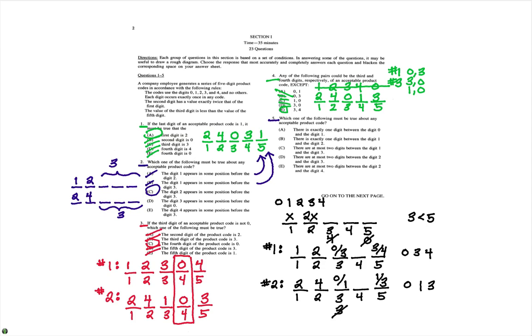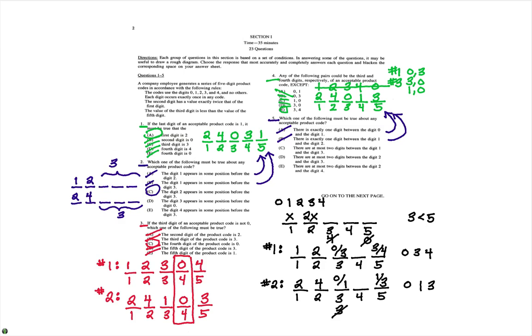Looking here first at A, there is exactly 1 digit between the 0 and the 1, and you notice from our previous hypothetical from question 4, we have 0 digits between the 0 and the 1, so A does not have to be true. B, there is exactly 1 digit between the 1 and the 2. And again, you notice our same hypothetical from question 4 shows us 2 digits between the 1 and the 2, so B does not have to be true, and B would be eliminated.